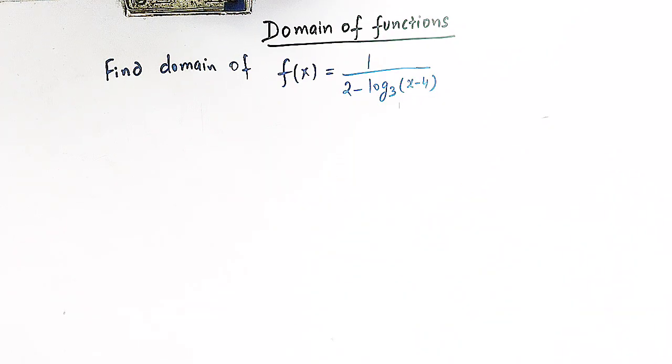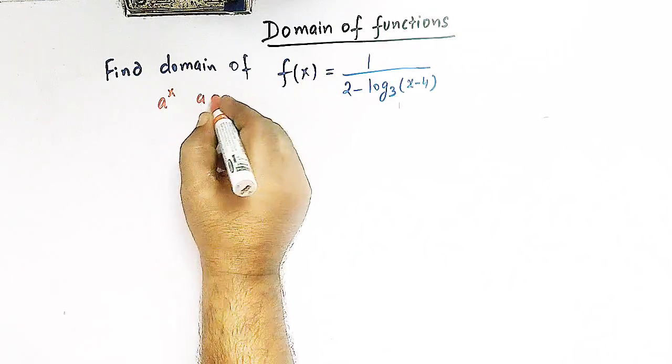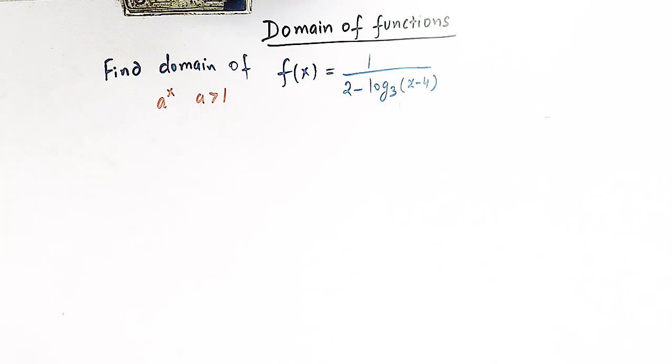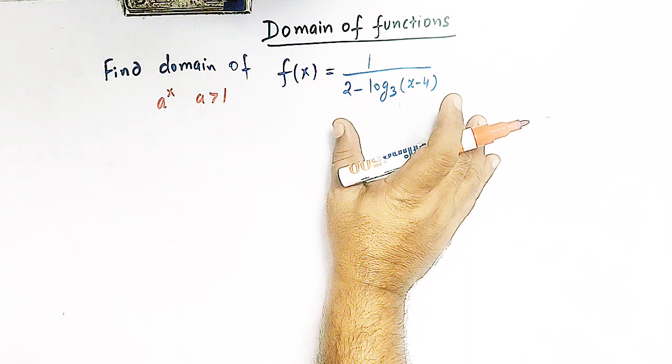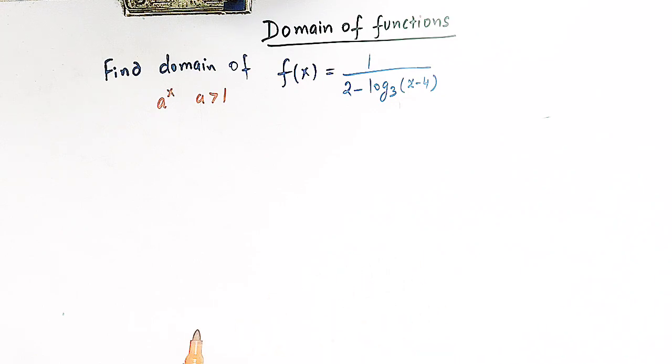Here we'll make use of some properties of the exponential function, that is the general exponential function of the form a raised to x, where a is greater than 1. We'll see how easily we can find the domain of this function f of x. We have to find the set of all values of x for which f of x is valid or defined.